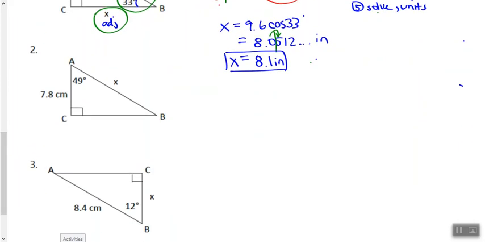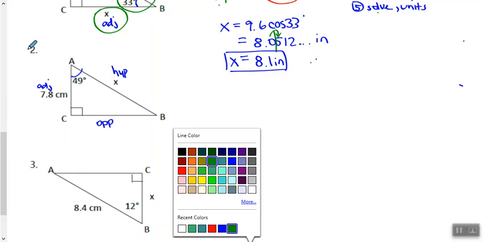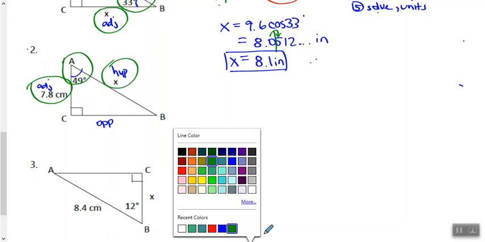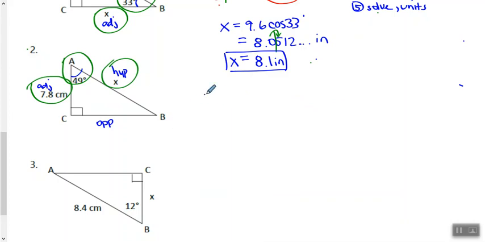All right, number 2. So first step, label. So here we have angle A. This would be opposite angle A. Here is our hypotenuse. Here is our adjacent side. Now, I know it's going to be cos, but we're going to circle 3 anyway. So 2 things that I know. So I know my adjacent side, and I know my angle, and I'm looking for my hypotenuse this time. So adjacent and hypotenuse using cos.